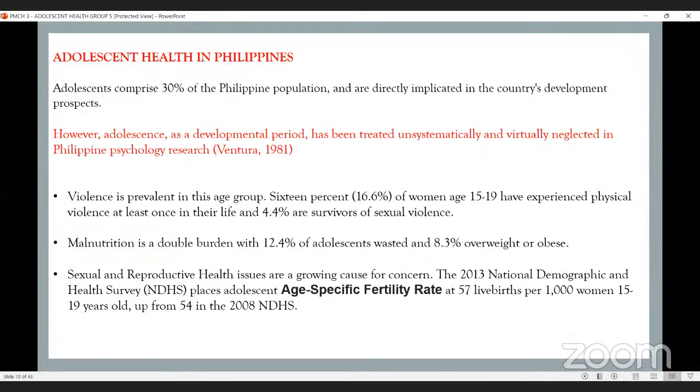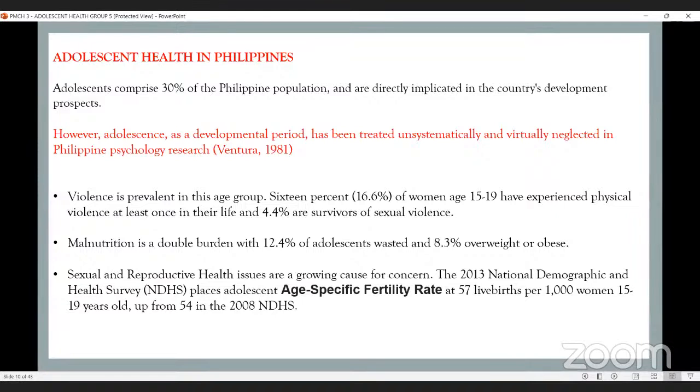Adolescent health in the Philippines. Adolescents comprise 30% of the Philippine population and are directly implicated in the country's development perspectives. However, adolescence as a developmental period has been treated unsystematically and virtually neglected in Philippine psychology research. Violence is prevalent at this age. Approximately 16.6% of women aged 15 to 19 have experienced physical violence at least once in their life, and 4.4% are survivors of sexual violence.